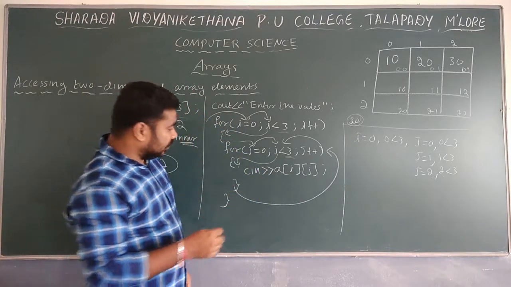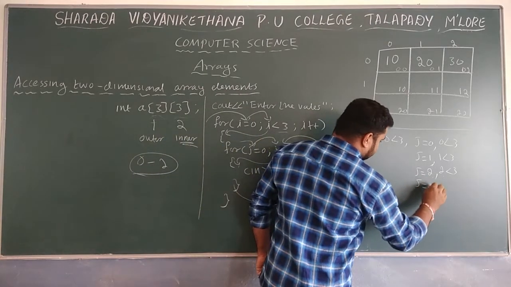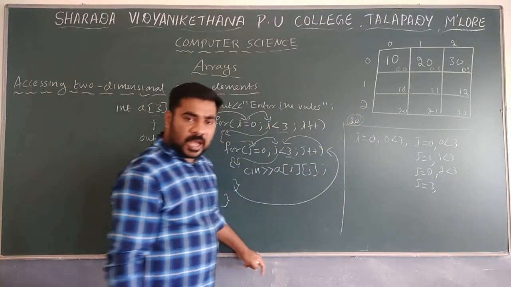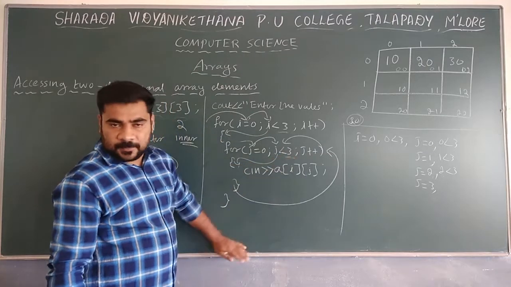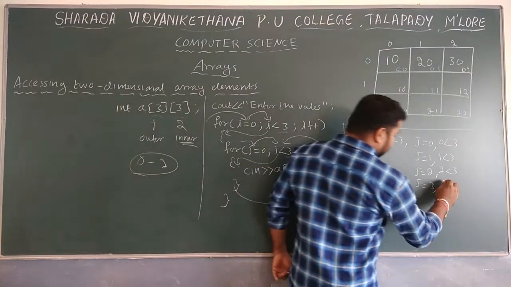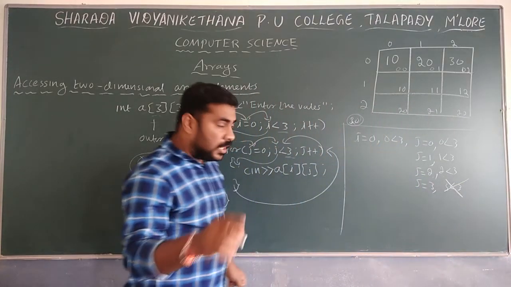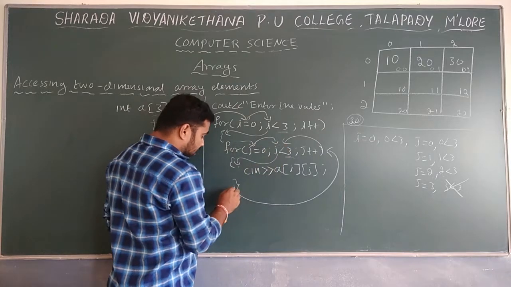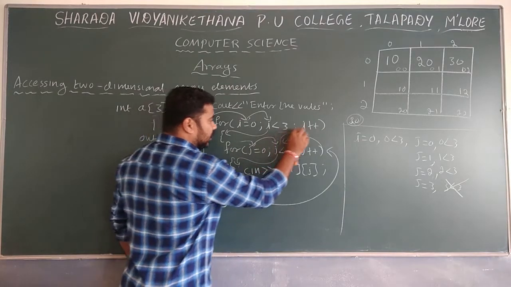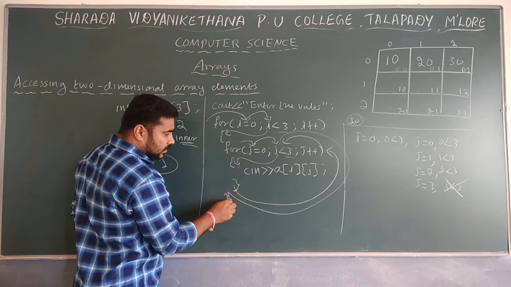Next, after that, j is once again incremented. j plus plus, so j is 3. Whenever the value of j is 3, we check whether 3 is less than 3. The condition is false. Whenever the inner loop condition is false, control moves out of the inner loop, which means here we reach the end of the first loop.